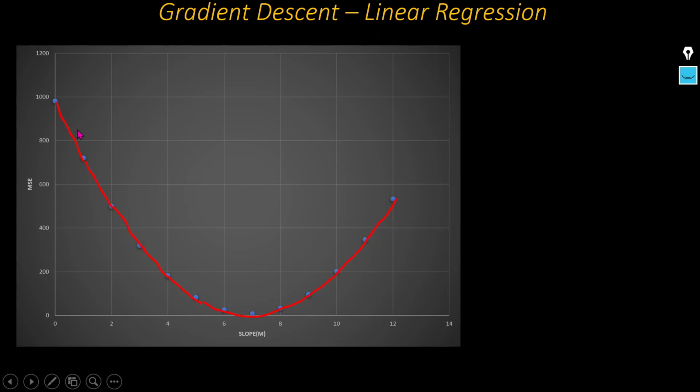This MSE curve, this is the first slope. Now again we calculate the slope, again we calculate the slope. So we calculate the slope at each m value.